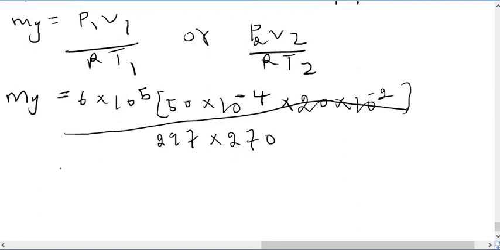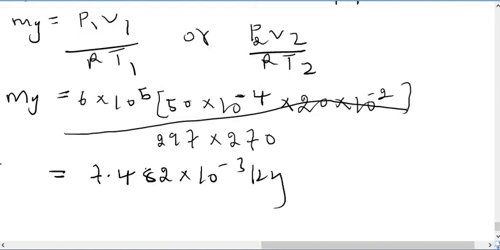So this is equal to 7.4 × 10^-3 kilogram. So that is the mass of nitrogen content.